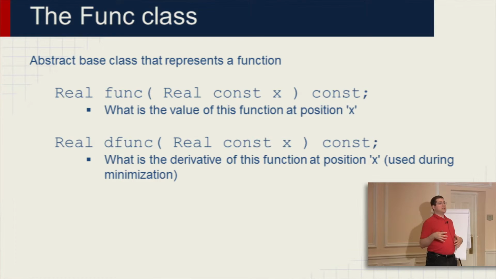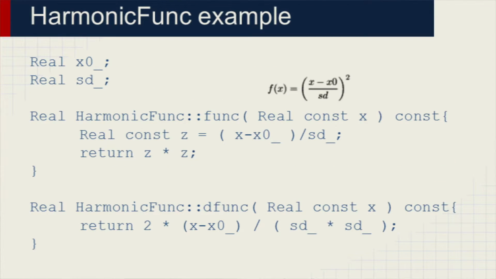And there are two main functions in the code for the Func class. The first is just the func method, which takes in a real value, which is the actual metric being calculated by the constraint, and then it returns a value. This is the transformed value, the energy value, or the unweighted energy value, I should say, for this particular metric. Also, for minimization purposes, you have dfunc, which is the slope, the derivative of the function at position x.